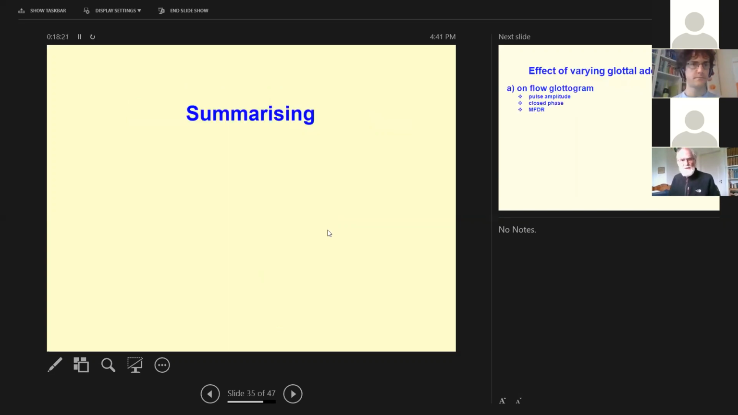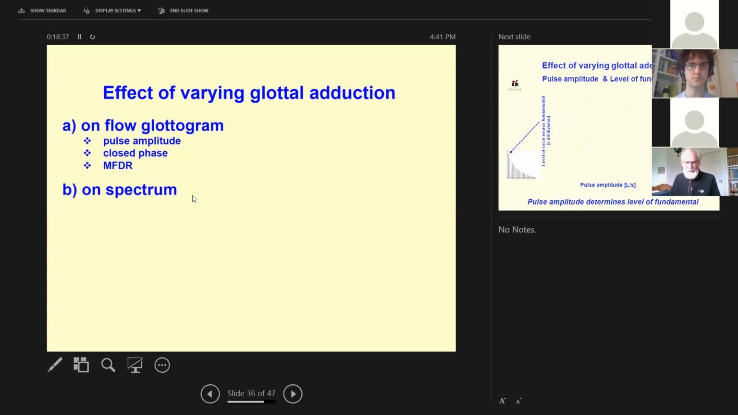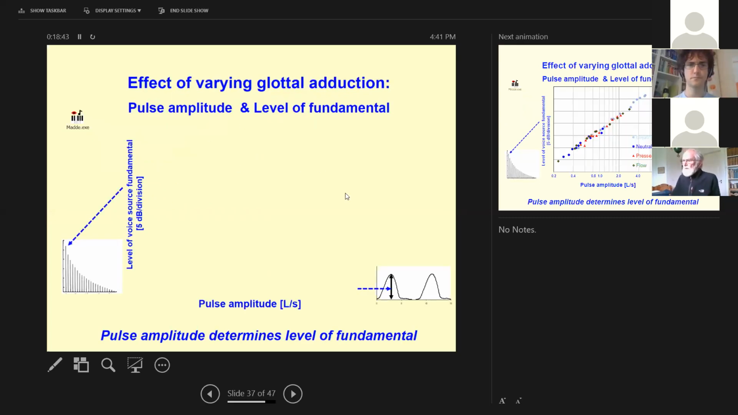Okay, summarizing here, the effect of varying glottal adduction on flow glottogram is, we saw it on pulse amplitude, closed phase, and MFDR, and there are also other aspects. On spectrum, yes, here's another thing. Let us look at what it does to the spectrum. Here I plot the level of the voice source fundamental, the fundamental of the voice source spectrum. And here I have the pulse amplitude.